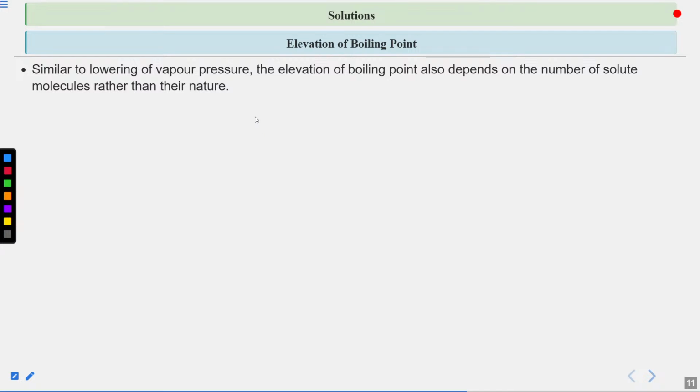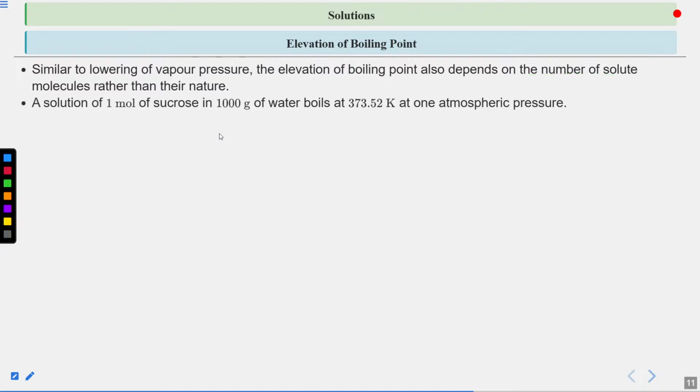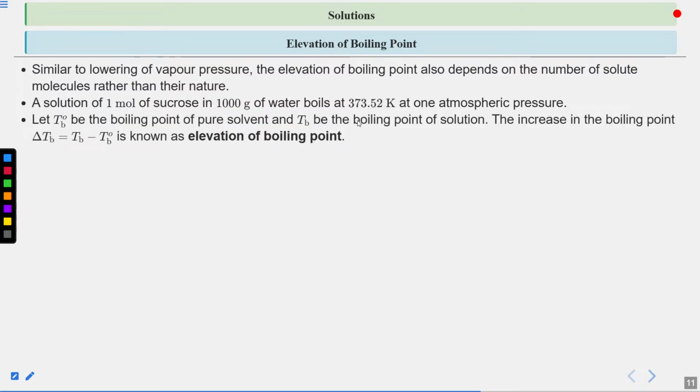Now again, since it is a colligative property, its value will only depend on the number of solute particles and is independent of their nature. Suppose you are adding 1 mole of sucrose in 1000 gram of water, then there will be an elevation in boiling point. So this will be your elevated boiling point, which is TB of the solution, and T0B is the boiling point of the pure solvent.